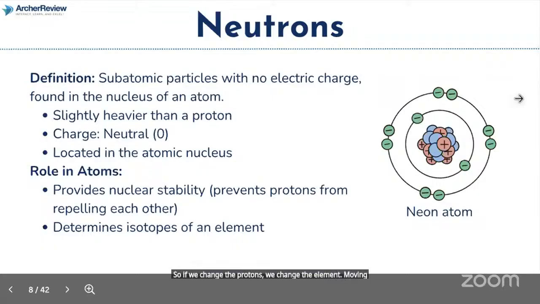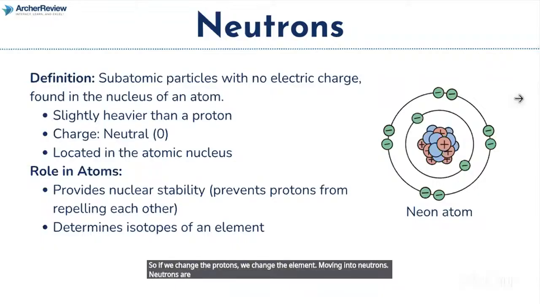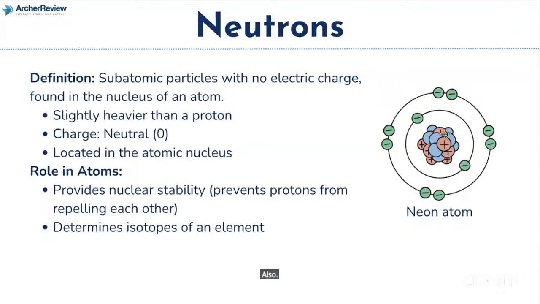Moving into neutrons. Neutrons are also a subatomic particle, but they don't have a charge. Remember, they are neutral, and we find them inside of that atom, within the nucleus. Also, we would find protons here. So inside the nucleus of an atom, we would find protons, but we would also find these neutrons. Neutrons are a little bit heavier than protons. Remember, their charge is neutral, and they are located in the nucleus.